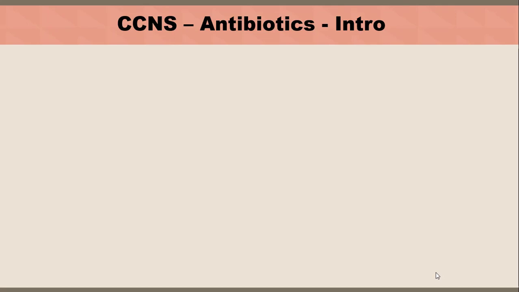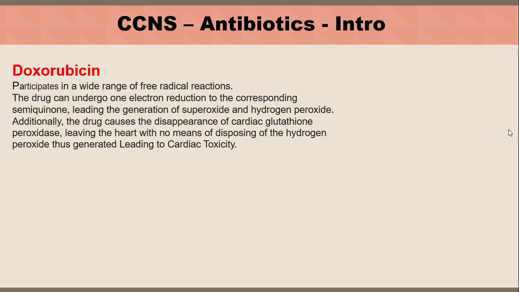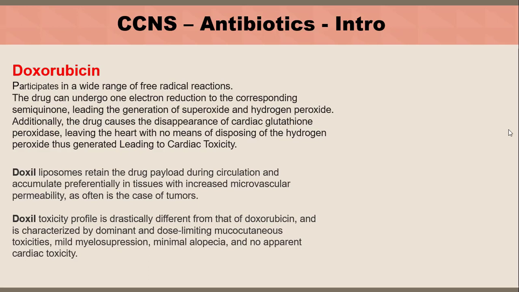The third anti-cancer antibiotic, doxorubicin. Doxorubicin participates in a wide range of free radical reactions. The drug can undergo 1 electron reduction to the corresponding semiquinone, leading to the generation of superoxide and hydrogen peroxide. Additionally, the drug causes the disappearance of cardiac glutathione peroxidase, leaving the heart with no means of disposing of the hydrogen peroxide thus generated, leading to cardiac toxicity. Doxil liposomes retain the drug payload during circulation and accumulate preferentially in tissues with increased microvascular permeability, as is often the case of tumors.